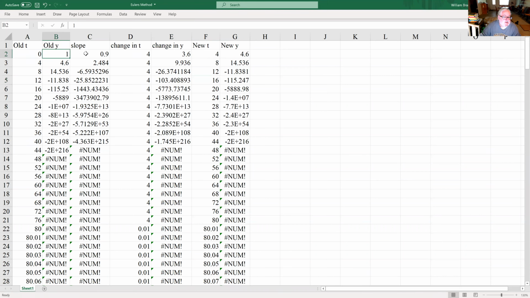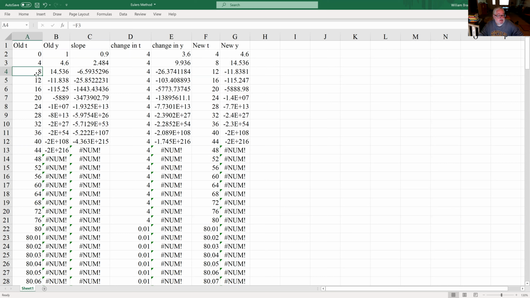Well, we started at 0, 1. Slope is 0.9. The change in t is 4. So the new t is at 4. The change in y is 4.6. Okay, that's fine, so 4 to 4.6. Slope is 2.4 at the new y. Change in t is 4, so change in y is now 9.936. That makes our new t 8 and our new y is 14. What that means is that we jumped over the equilibrium at 10.